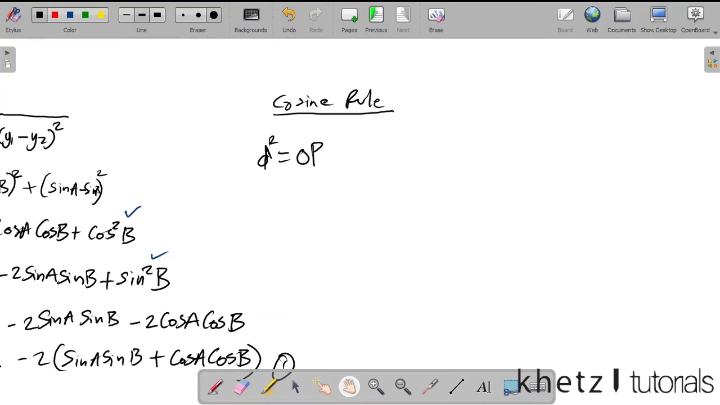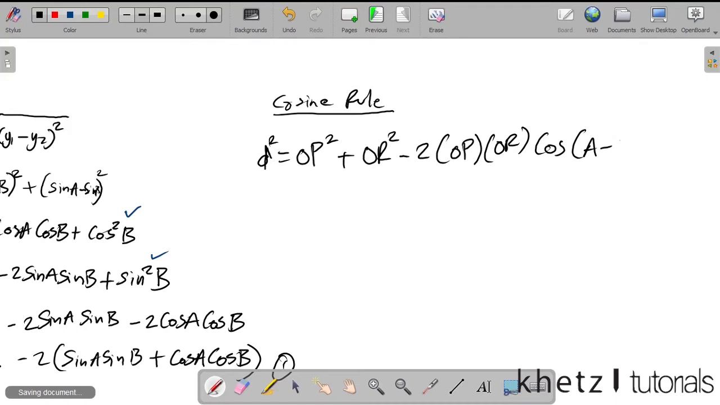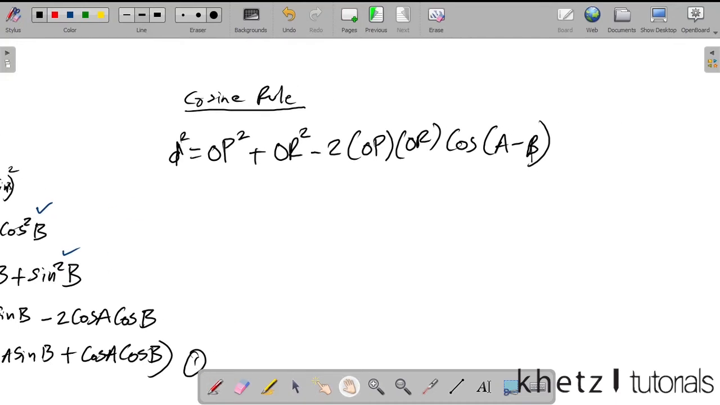So your d squared is going to be OP squared plus OR squared, which is from the origin to the point R squared, and you're going to subtract 2 multiplied by OP, multiplied by OR, and multiply that by cosine of A subtract B, which is the angle formed between A and B. And that is your cosine rule. So the reason for this formula is basically the cosine rule.